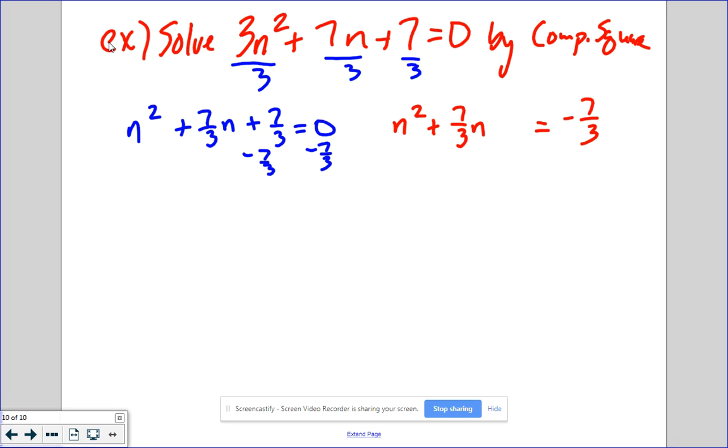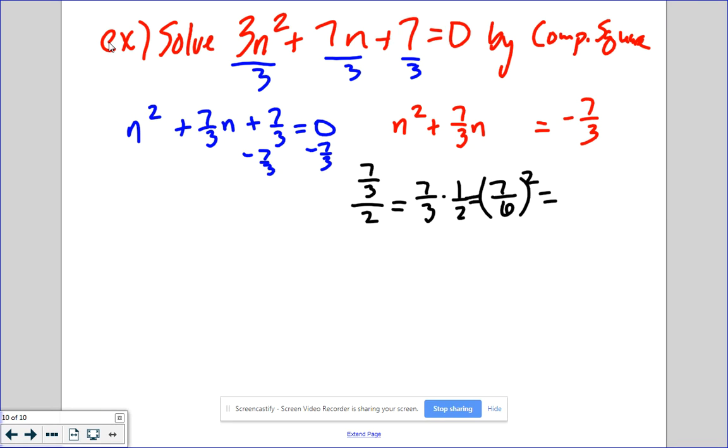So I now need to find my new c. How do I find my new c? b divided by 2 and squared. So my b value is 7/3. I divide that by 2. Dividing a fraction by 2 is the same thing as multiplying by the reciprocal. So dividing by 2 and multiplying by 1/2 are the same thing. Copy dot flip, if you remember that from pre-algebra. If you do that, you get 7/6. That is your b divided by 2. I now have to square that.